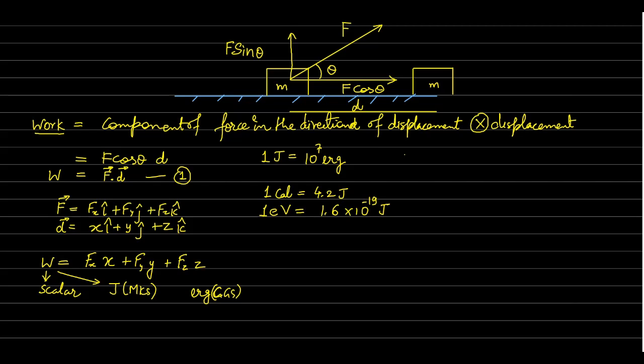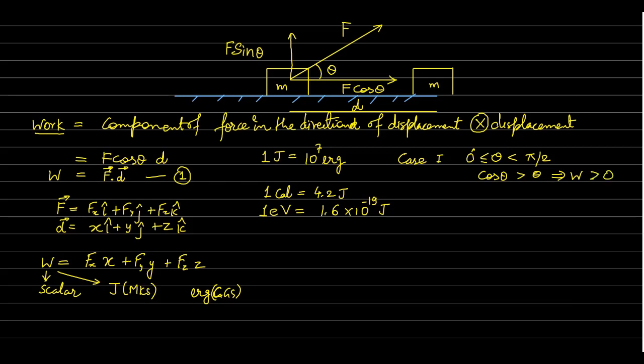Now here we are going to discuss when the work will be positive, when it will be negative, and when it will be zero. So there are different cases. In the first case, if I consider the value of theta greater than or equal to 0 and less than 90 degrees, pi by 2, in that case cos theta is in the first quadrant. The value of cos theta will be positive, greater than 0. It means the work done will be positive.